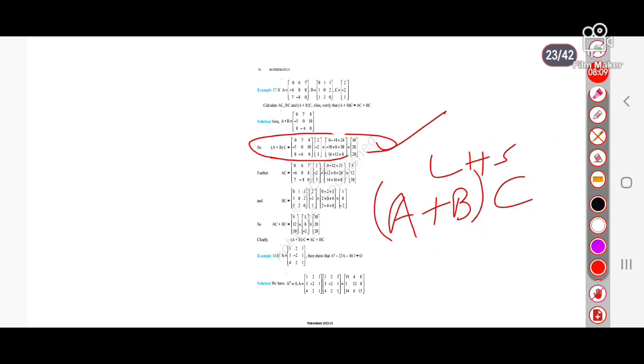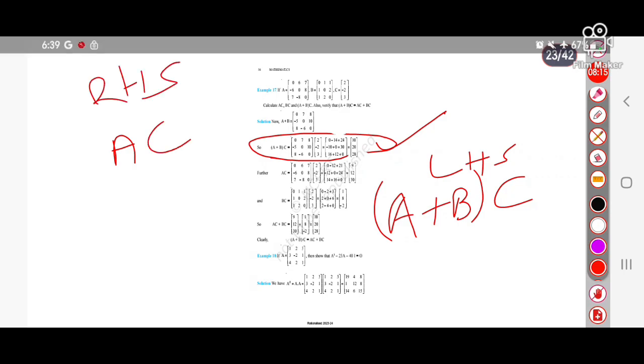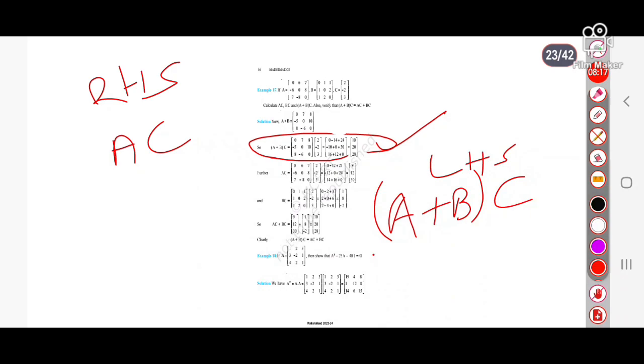In case of finding the RHS, first they are calculating the value of AC, that is nothing but 9, 12, 30. Again general multiplication, this A matrix with the C matrix, the 3 cross 3 matrix and the 3 cross 1 matrix, right? They arrive at the answer and keep it aside. Then they are calculating the value of BC. BC is again a 3 cross 3 matrix into a 3 cross 1 matrix.